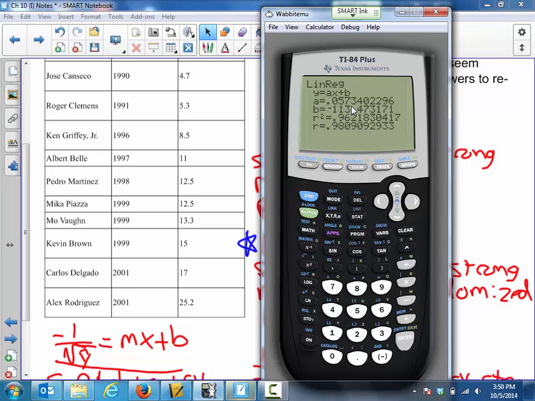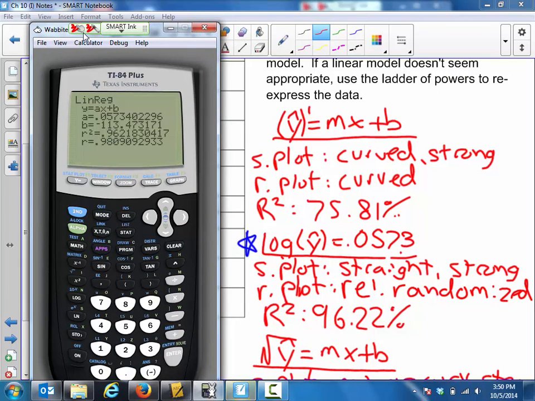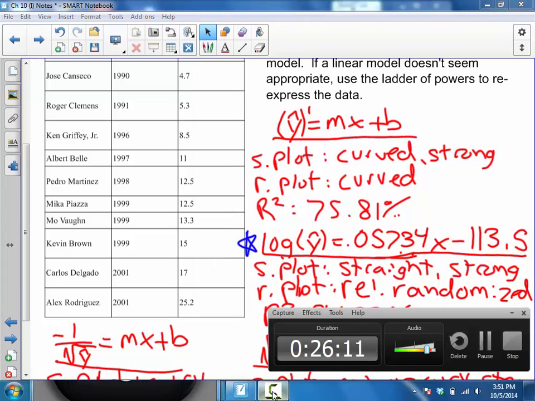Okay, and so our slope was 0.0573, times your x variable, which is year in this case, minus your y-intercept of 113.5. Okay, so that's the best model that we could come up with. It fixed the residuals plot fairly well, had a very high r-squared value, and there you go.